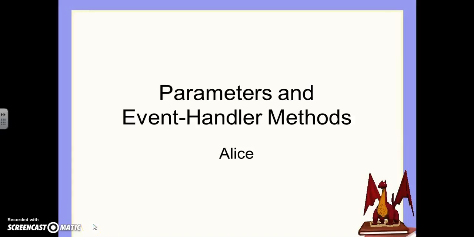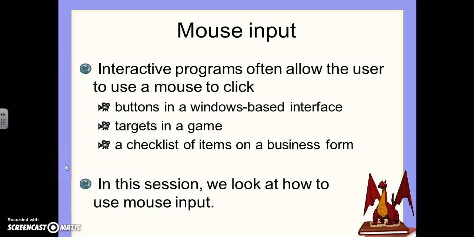Okay, welcome to the Chapter 5, Section 2, Parameters and Event Handler Methods presentation lecture. As we get into Section 2 of Chapter 5, we have already talked about different inputs that a user can do to interact with a program, and these are called events. Interactive programs often allow the user to use the mouse to click to give an input as well. Buttons in a Windows-based interface, targets in a game, a checklist of items on a business form. These are all different possible events that we can use to interact with the program.